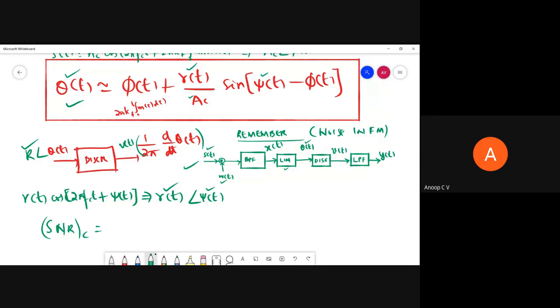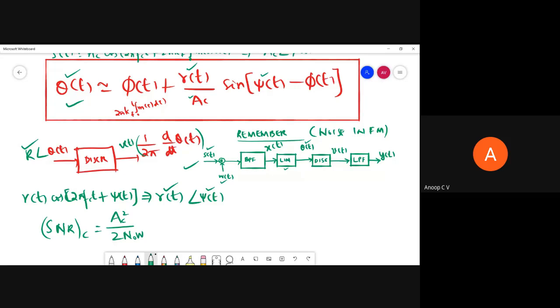You can type it in the chat window. Those who have taken down notes, you can type it in the chat window, right? What was the channel SNR for this particular case? The carrier power, the average power in S of t, was AC square by 2, and the noise power within message bandwidth was N naught W. So this was SNRC.